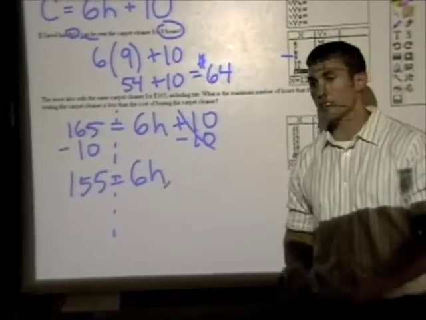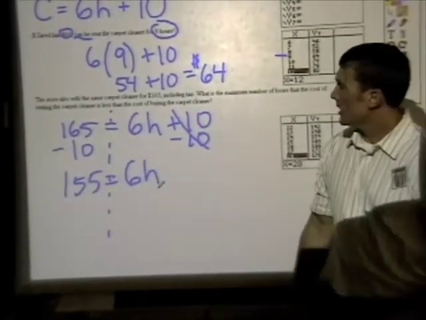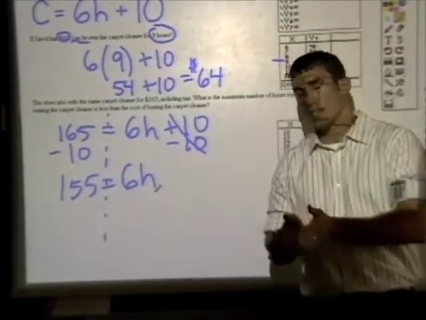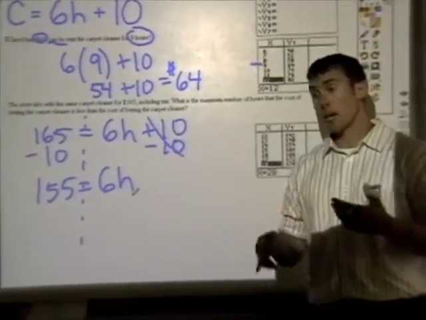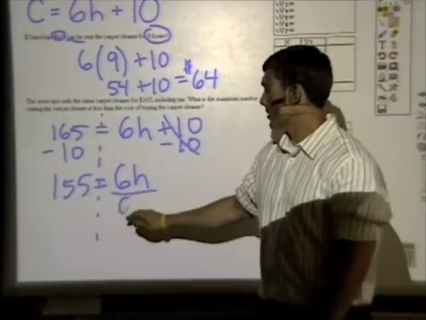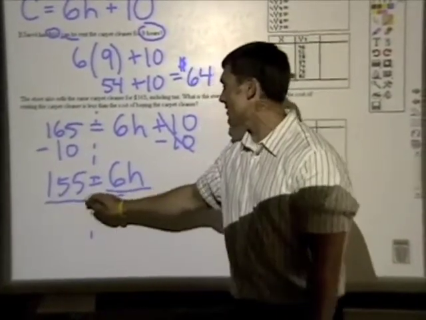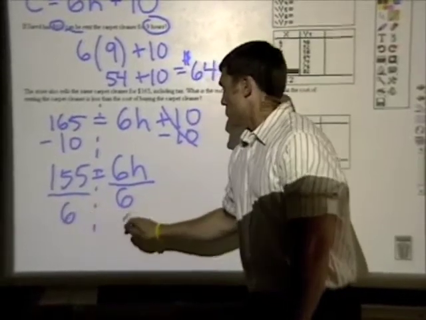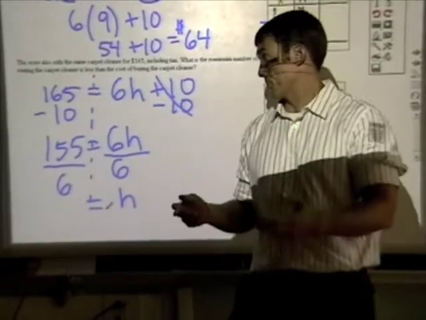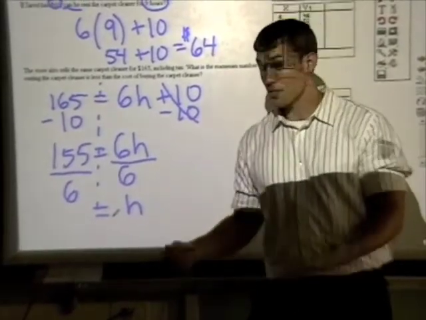I got to get rid of that 6. The only way I can break those two apart is if I do the opposite operation. Well, when a number and a letter are written next to each other, that means multiply. So I have to do the opposite of multiplication, division. All right, so I'm going to divide both sides by 6. So H, I find out, is 25 and some change.